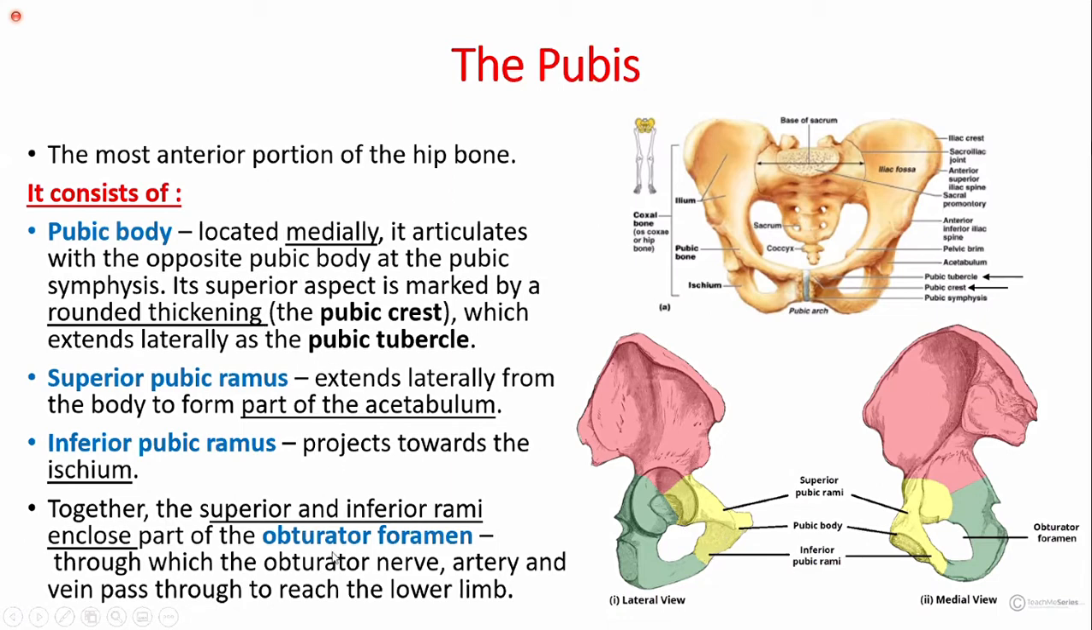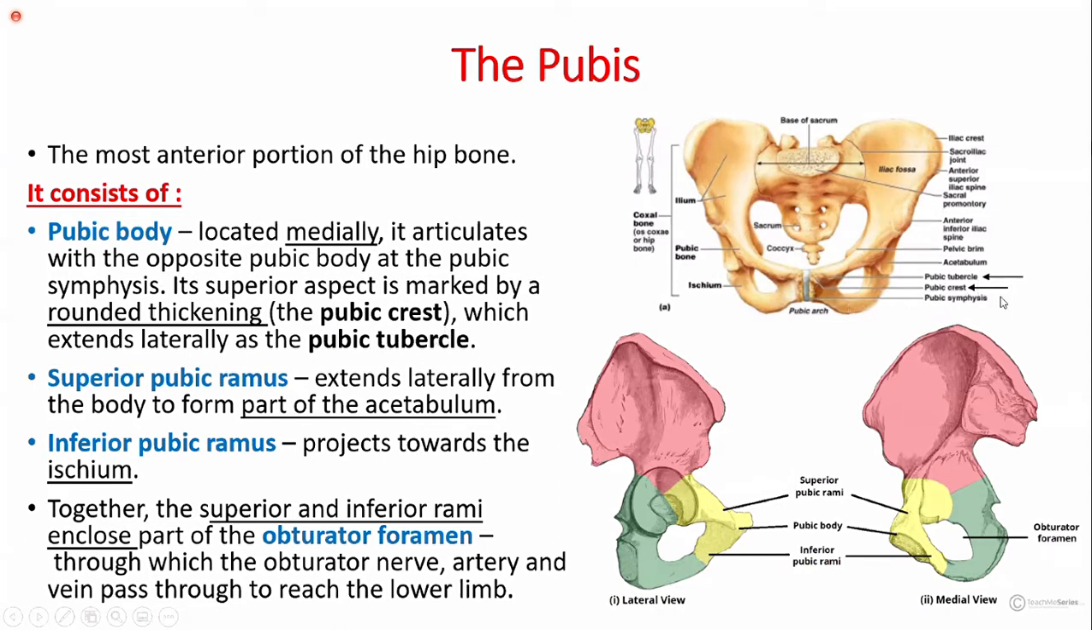Okay, so the body is basically located medially. You see, it's located medially. This is basically the body, and here you see the body. And the important landmark you have is the rounded thickening, where you have two important structures: the pubic crest and the pubic tubercle.